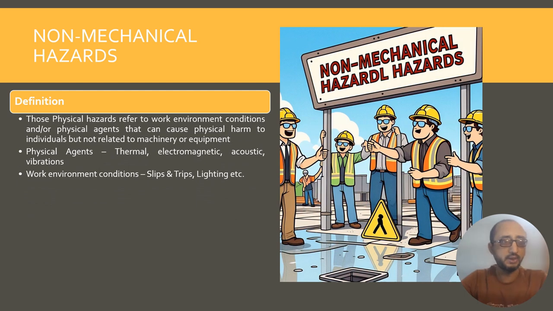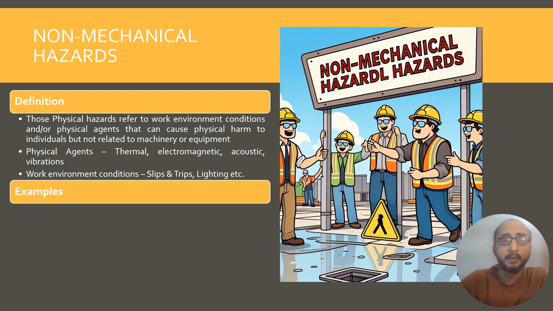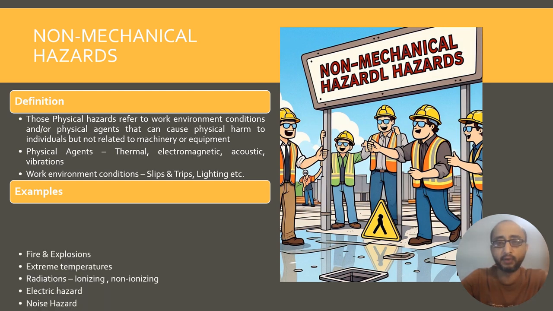Non-mechanical hazards, let's define them. These physical hazards refer to work environment conditions and physical agents that can cause physical harm but are not related to machinery or equipment or mechanical energy. They are basically workplace conditions like slippery floors and bad lighting, etc. Then physical agents, sources of energy: thermal, electromagnetic, acoustic energy, or vibration sources.